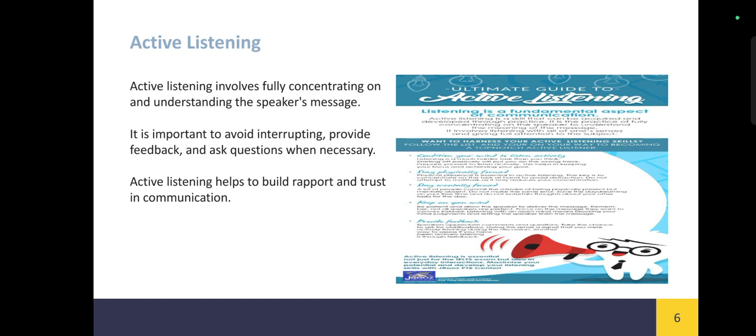Listening is a fundamental aspect of communication. Active listening is a skill that can be acquired and developed through practice. It is a practice of fully concentrating on the speaker to understand the meaning of the message. It involves listening with all of one's senses and having full attention to the subject. Now, moving to the next slide.